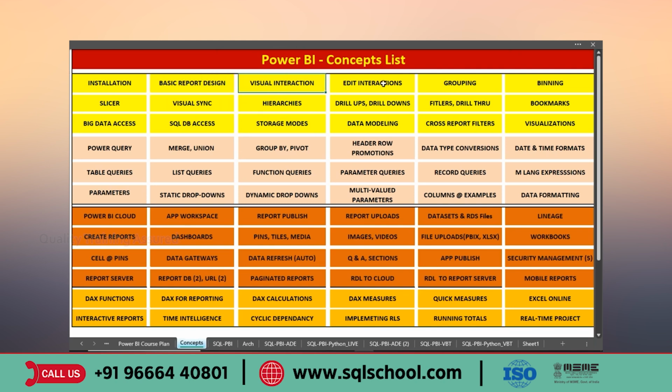Visual interaction means I click on one particular box or data point like Fabricum, only Fabricum data is available in the report, right? I click on a particular country or company, that particular content is available in the output. Edit interaction means, please.